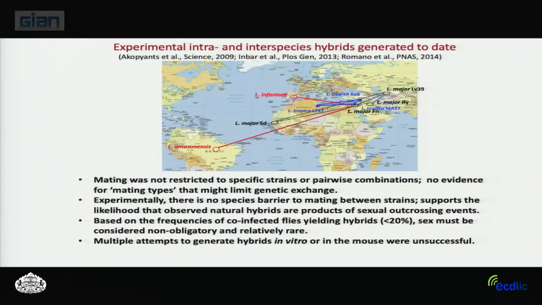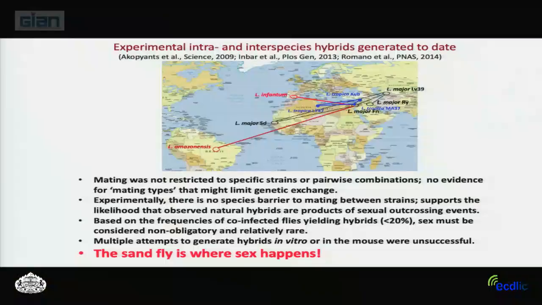Now, importantly, multiple attempts to generate hybrids in vitro or in the mouse were unsuccessful. Taking these same drug-resistant constructs and mixing them together in culture, we couldn't get them to have sex. And injecting both strains into a mouse, either the skin or the footpad, we couldn't select for double drug-resistant parasites. So the sandfly is where sex happens so far. There is some condition in the fly.